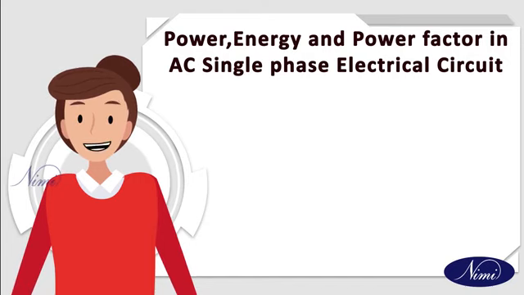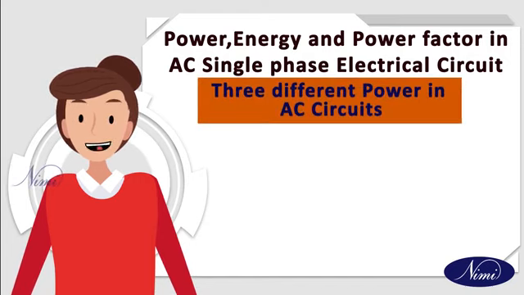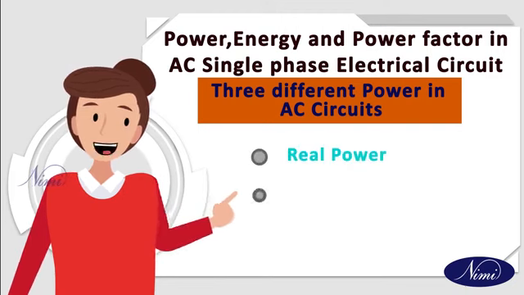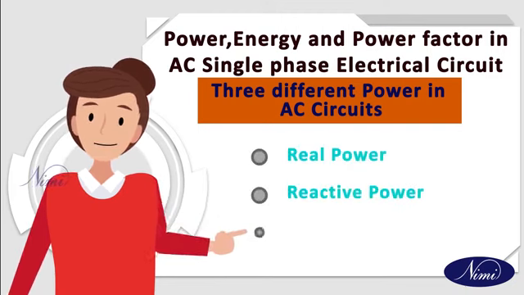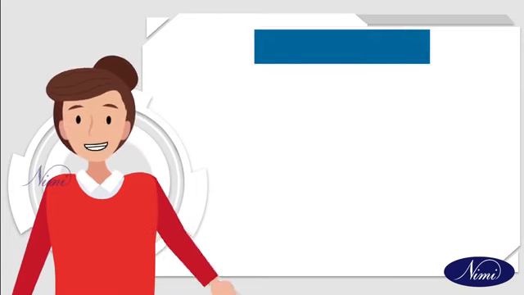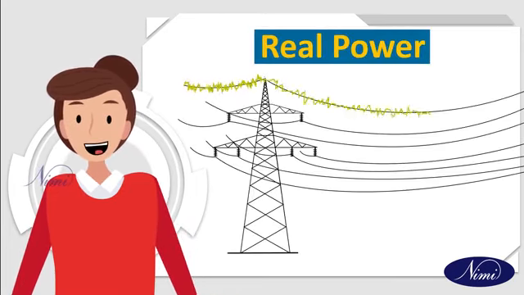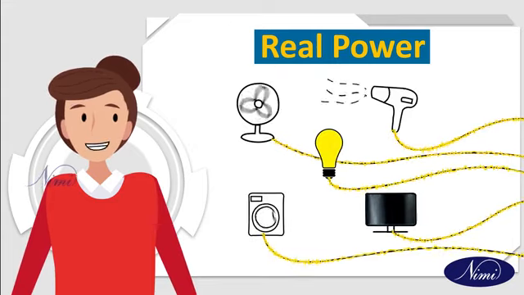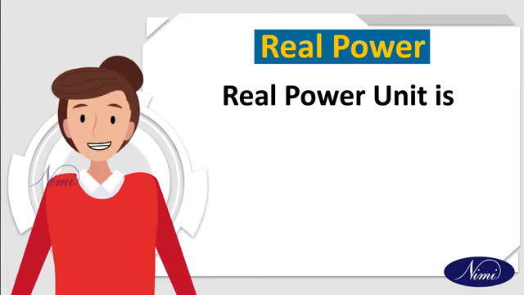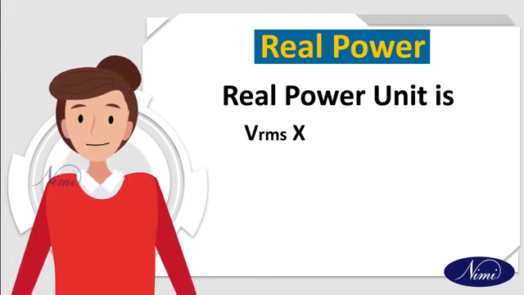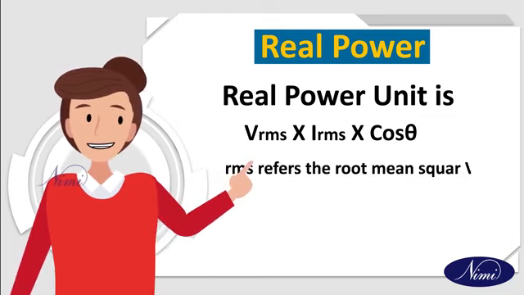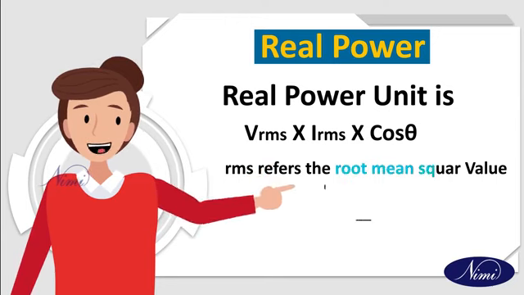There are three different powers in AC circuit. First one is real power, next one is reactive power and the last one is apparent power. Real power means it is the power that is used to do work on the load. The formula for real power is Vrms Irms into cos theta. Here, the RMS refers to the root mean square value.